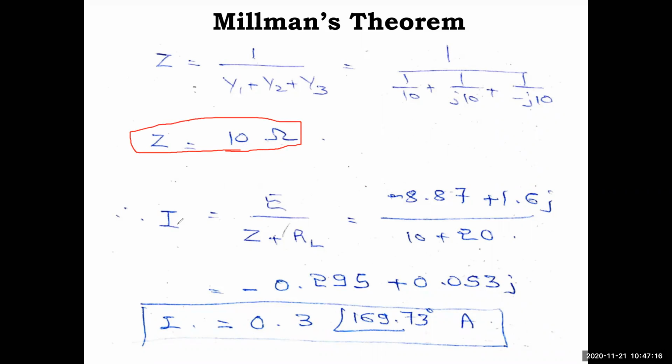Next, finally, you have to find the I value: E by Z plus RL. E you substitute in j form, substituted here. Anyhow you can substitute; angle form also you can substitute. Then 10 plus 20: RL is 20 and the 10 you got. So 10 plus 20, and you'll get this in I form: minus 0.295 plus 0.053j. When you convert this to angle form, you'll get 0.3 at an angle 169.73 degree amps.